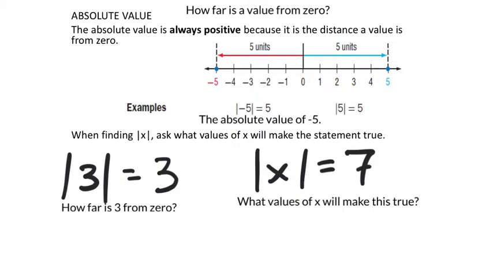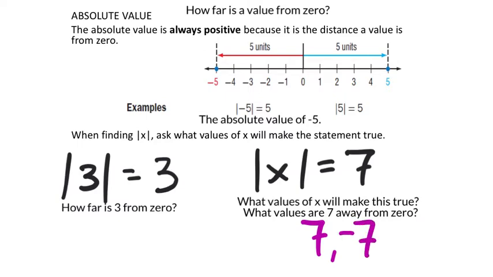Okay, now, another way to ask this question is, what values are 7 away from 0? Well, if we ask it like that, I think it works out a little bit better because we know that 7 is 7 away from 0, but just like we see on this graph up here, there's another value that's 7 away from 0, just in the other direction, and that would be -7. So we end up having two answers, which is a little different.